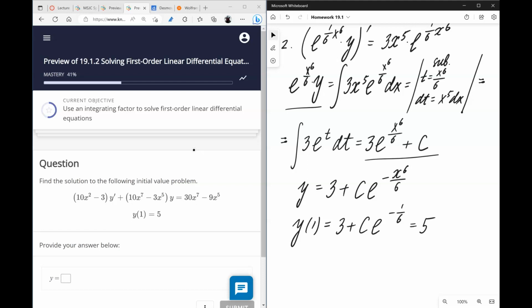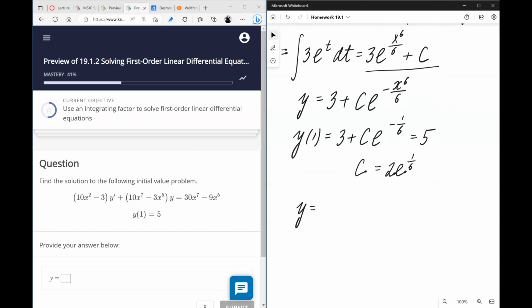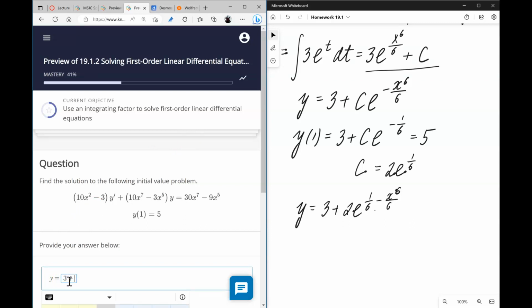And that means that c is equal to 2 e to the power 1 over 6, which means the final answer is 3 plus 2 e to the power 1 over 6 times e to that, but we can just use the properties of exponents and write it like this, which is a much nicer way of writing this particular solution. So the answer is 3 plus 2 e to the power 1 over 6 minus x to the power 6 over 6.